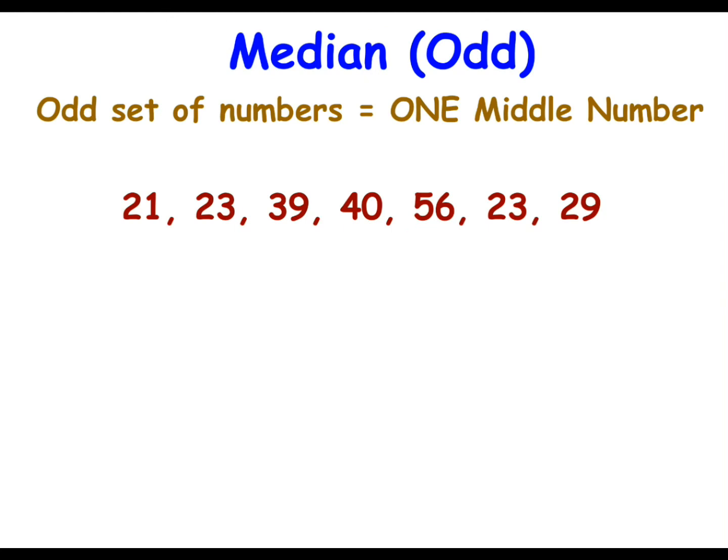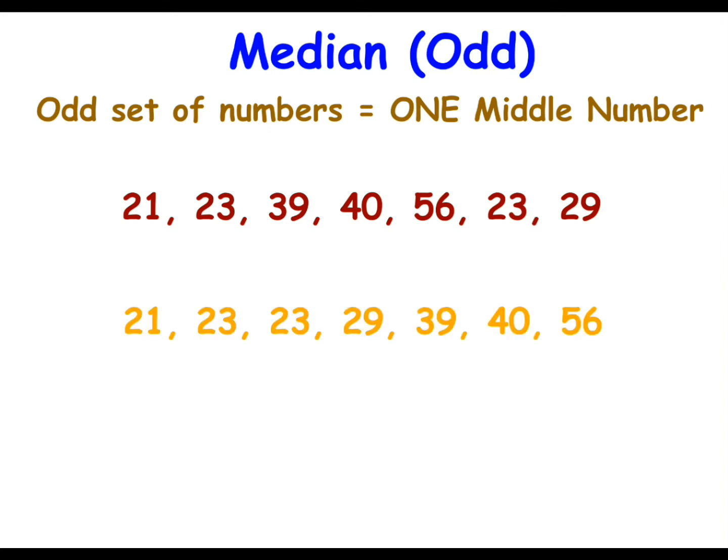So let's get some practice with some medians of odd sets of data. Remember, if it's got an odd set of numbers, you expect to find one number in the middle. Here's our random data. So step 1 is to sort it.